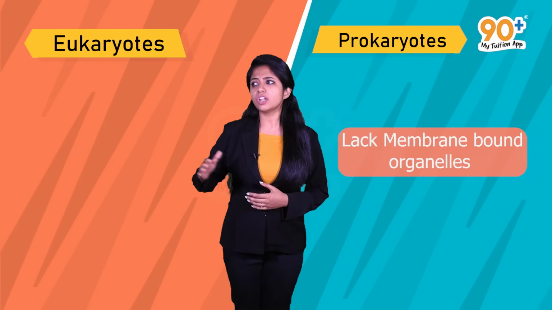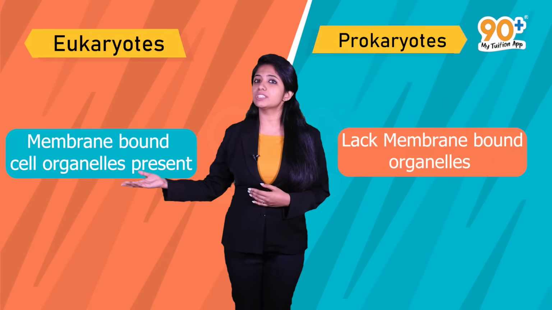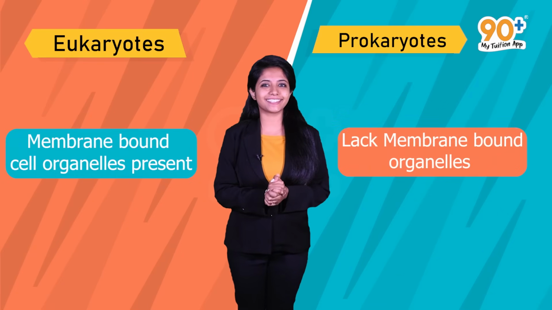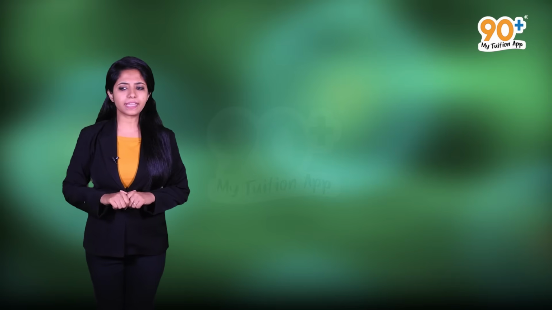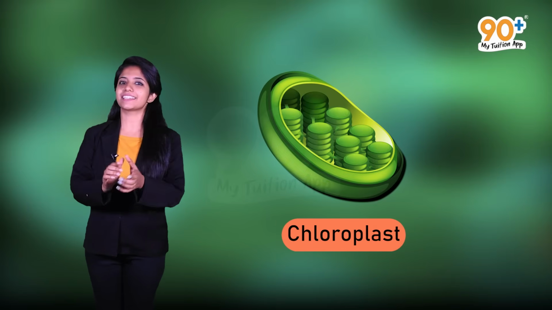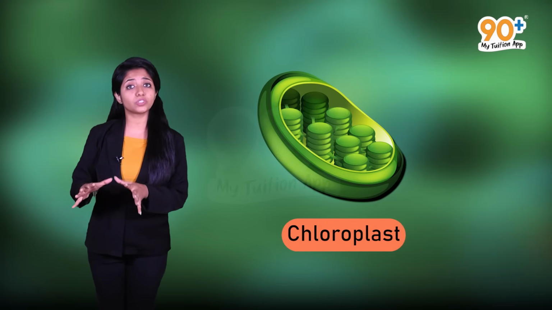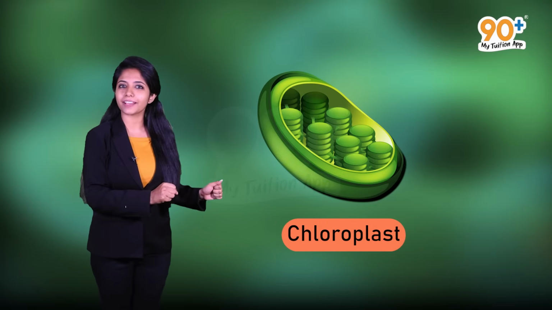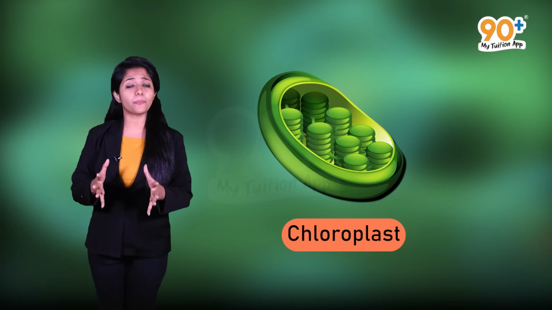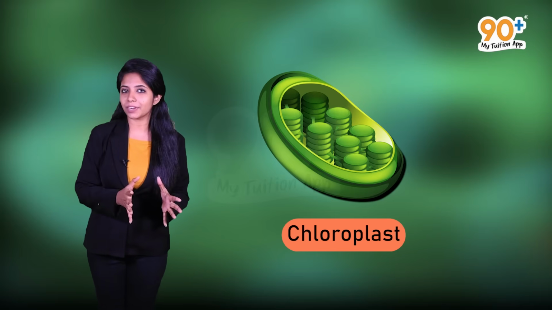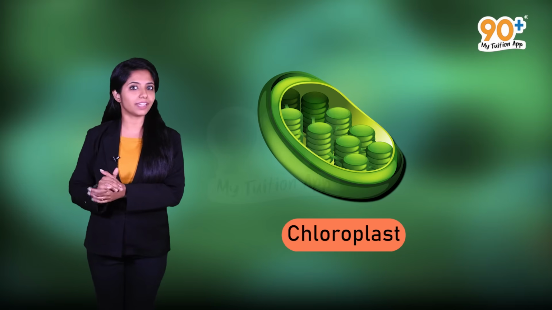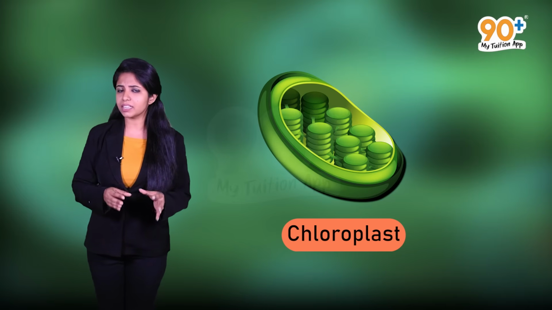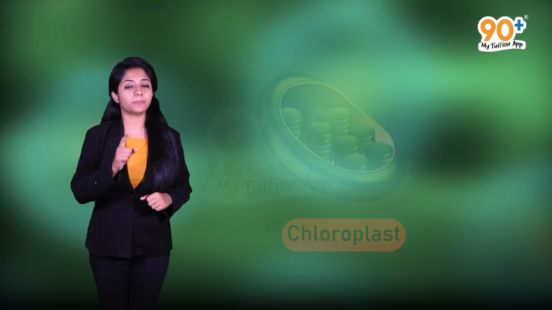Now, on the other hand, eukaryotes have these membrane-bound cell organelles. Let's talk about an organelle here for making things more understandable, right? So, I guess we should go with chloroplast. And I know that we learned about chloroplast a few minutes back. But then here we need to compare between a eukaryotic cell and a prokaryotic cell, right? Here the eukaryotic cell that contains the chloroplast is the plant cell.